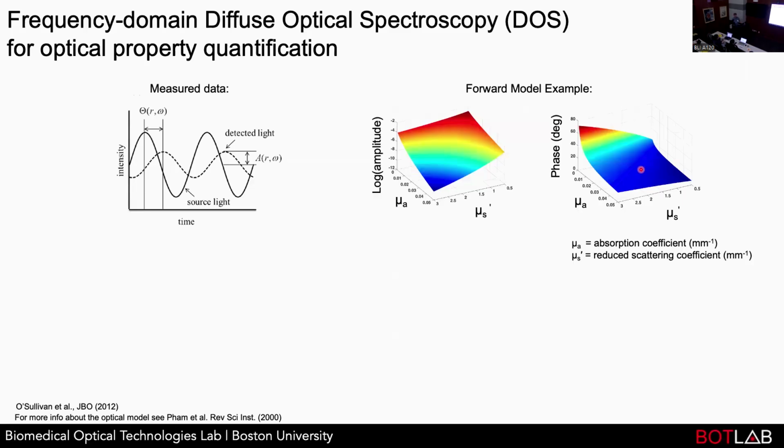And there are regions of optical property space where this is less true, where you might not be fully unique. So you have to be careful about that. And this comes down to source detector separation choice and modulation frequency choice.